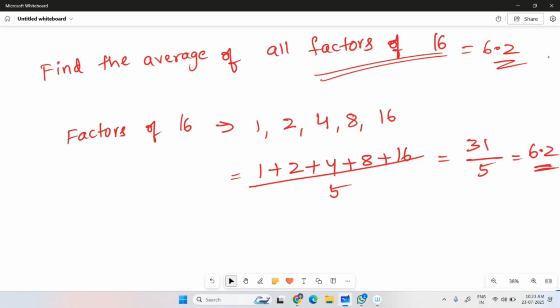Okay, I hope you understand the lesson on average. If you have any doubts, you can ask me. Now you know how to find an average: add the numbers and divide by the total number of items. Keep practicing it. The more you practice, the easier it will be.